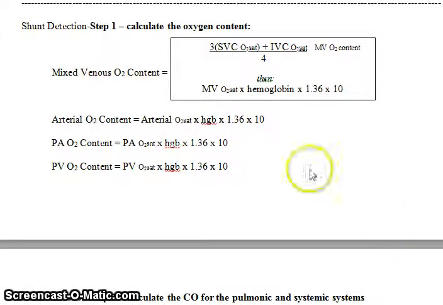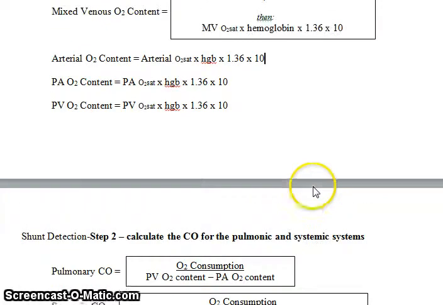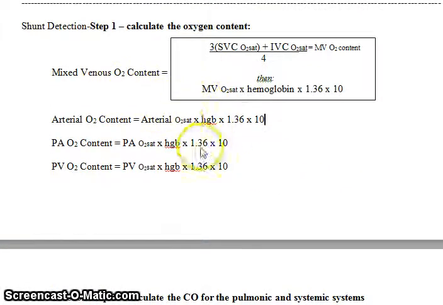Okay, the last calculation is the shunt detection. So again, we're trying to decide how much and in which direction blood is shunting. Is it shunting from left to right, or is it shunting from right to left? And how much is it shunting? The shunt detection is made up of 3 steps, but I want to scroll down and show you that the end calculation is pulmonary CO over systemic CO. That ultimately is the calculation that gives us the ratio. But in order to get to this point, we have to do the other 2 steps, which we've already learned in other calculations.